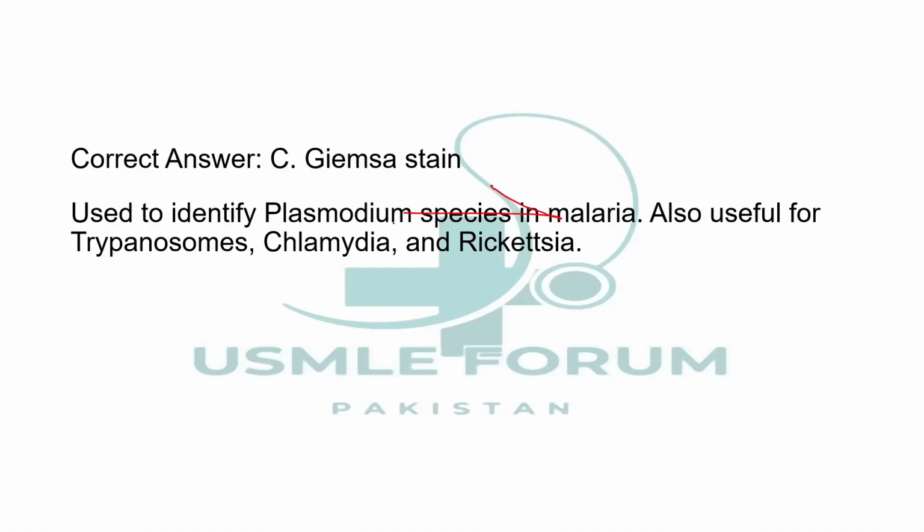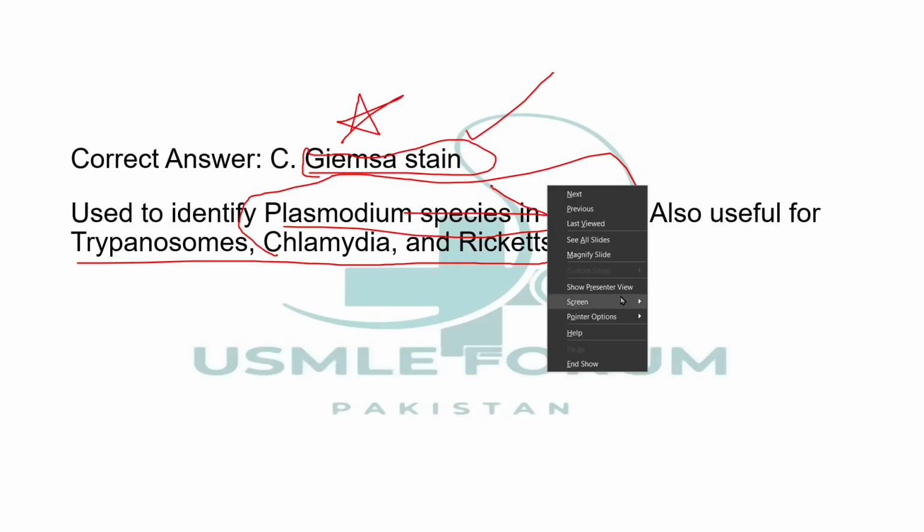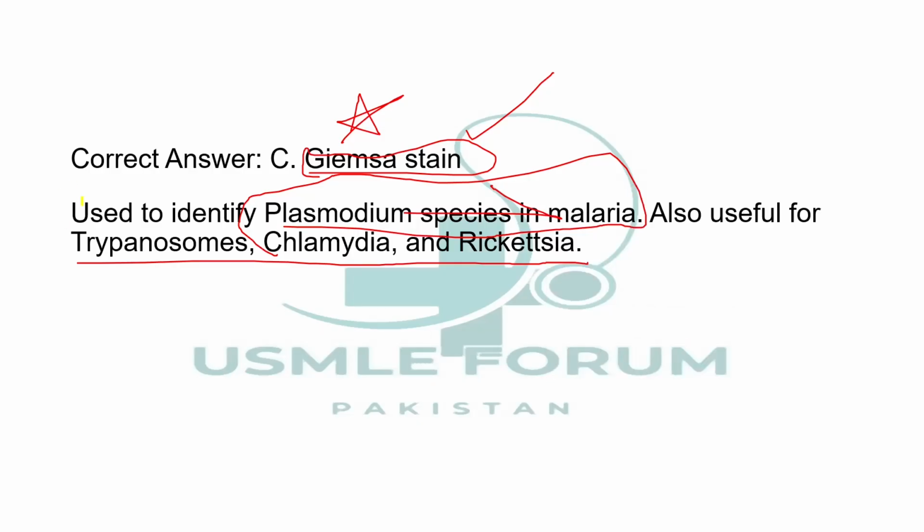So malaria is caused by the Plasmodium species, and it is visualized by Giemsa stain, which is important for you to remember. This is very important. Giemsa stain. The intraerythrocytic ring forms can be visualized through the blood smear, but the Plasmodium species itself can be identified by Giemsa stain. The Giemsa stain is also useful for trypanosoma, chlamydia, and rickettsia. This is a very high yield point. You need to remember this. So both of these sentences are high yield. You need to remember these.